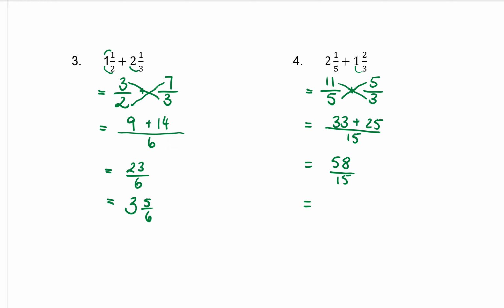So 2 15s are 30, 3 15s are 45, so I can go 3 times, and from 45 to 58, that's a remainder of 13 out of 15. Okay, so practicing, we want to get really, really good at this.